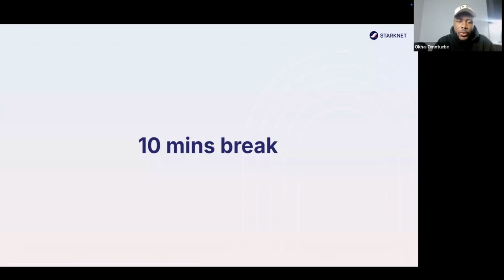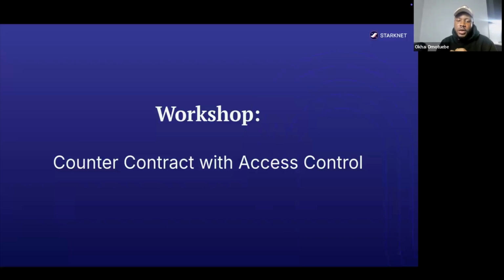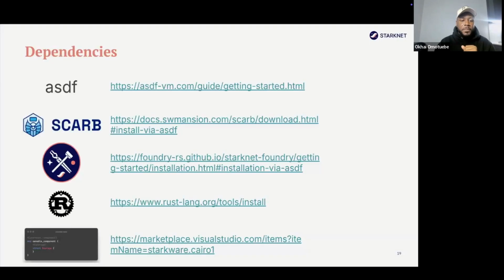Okay, awesome. I will get to the live coding. Now we're going to the workshop: a counter contract with access control. I'll just show a slide on dependencies. We have ASDF, which is the recommended way if you're trying to set up your Starknet development environment on your local machine. In this class, we're using a container, or Docker, but if you're not using Docker, ASDF is probably the most recommended way to set up your environment. Then there's Scarb, which is the Cairo package manager.